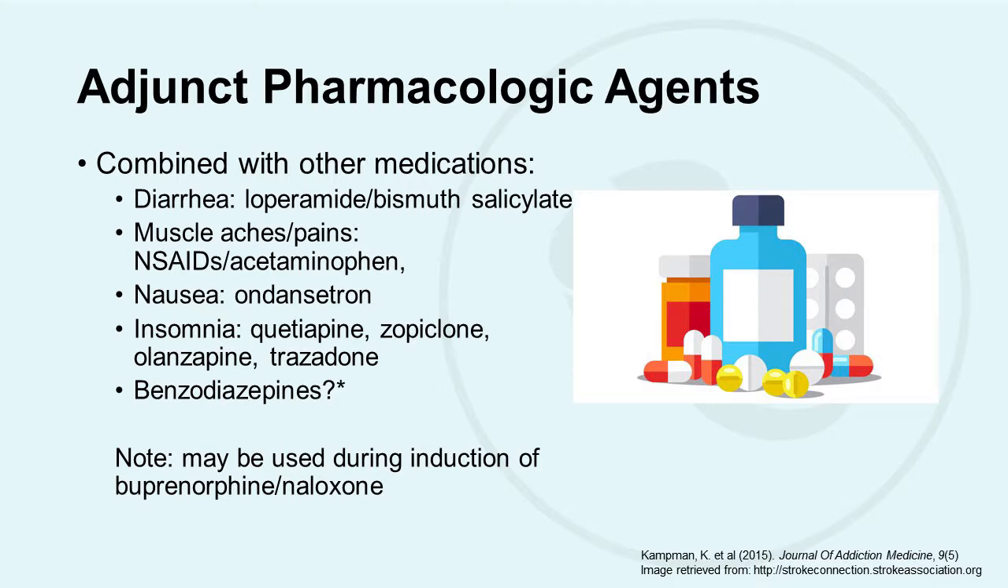Many other pharmacologic agents may be used to combat specific withdrawal symptoms. For example, diarrhea can be treated with loperamide. NSAIDs and acetaminophen can be used to treat muscle aches and pains. The American Society of Addiction Medicine suggests benzodiazepines as an adjunct option. However, because of their potential for addiction, and CNS depression in general, it may not be an ideal choice.